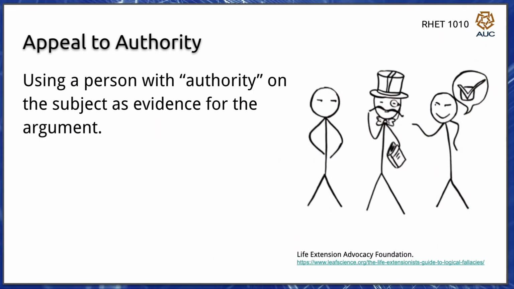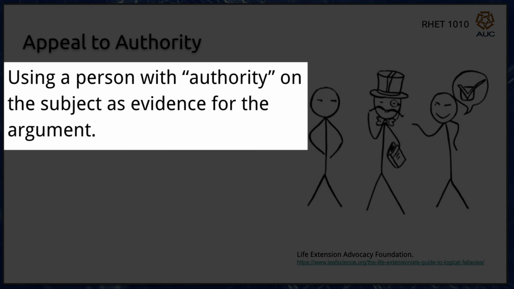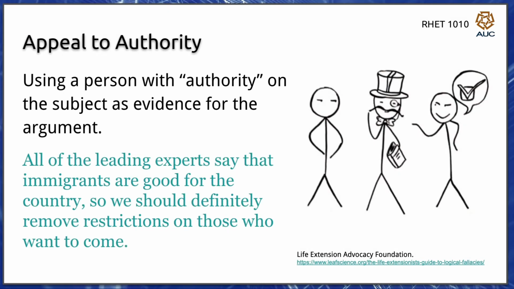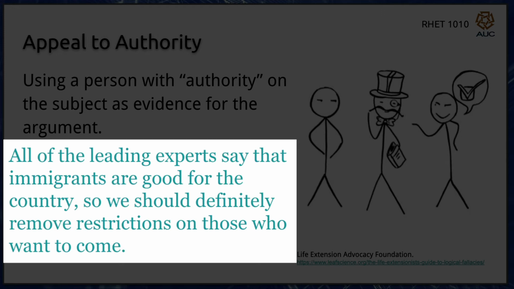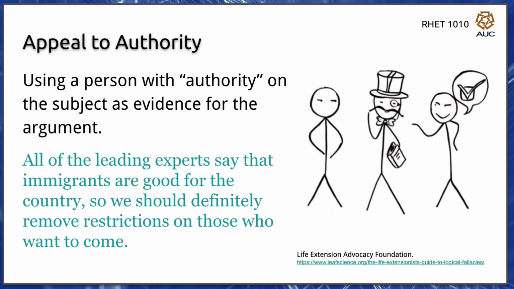Number 7, the appeal to authority. This is a type of argument where a person refers to another person with authority on the subject as being the evidence for their argument. So, for example, all of the leading experts say that immigrants are good for the country, so we should definitely remove restrictions on those who want to come. Now, on a personal level, I'm generally in favor of removing restrictions on immigration. However, just the fact that supposed leading experts say it, that's an appeal to authority.